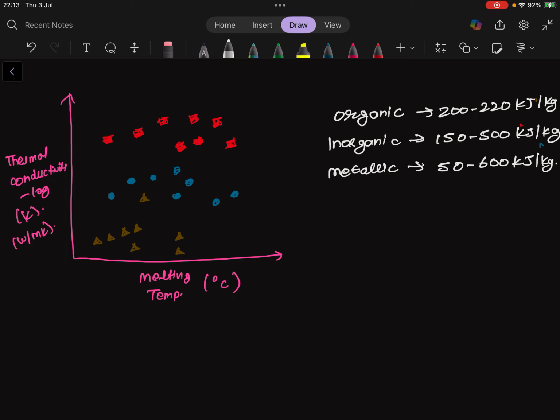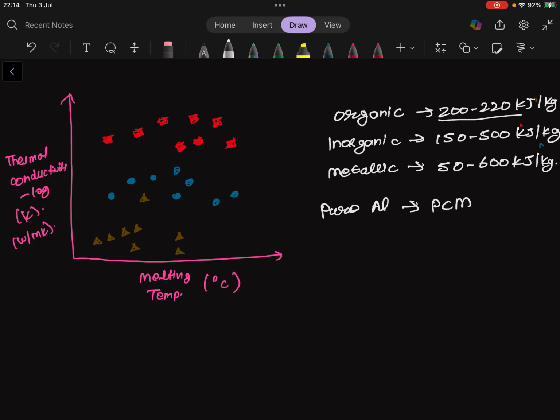So for organic materials, we have high heat of fusion. Now in case of metals, the temperature is quite restricted, but pure aluminium has been used as a PCM material. So we have a more continuous temperature range and we have high thermal conductivity for the metals.